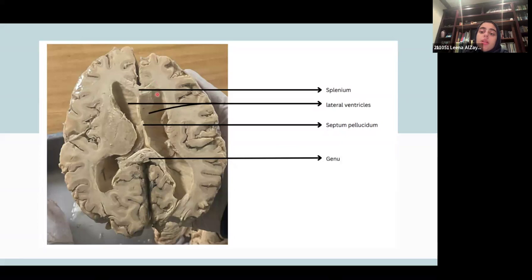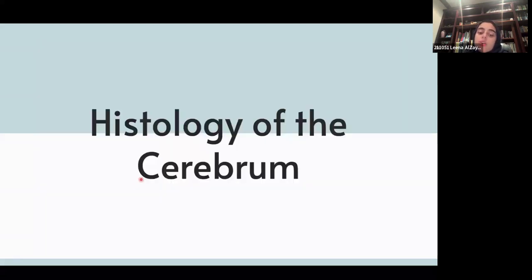Okay, so the splenium is part of the corpus callosum that we already talked about, as is the genu of the corpus callosum. This is the right and left lateral ventricles, and in the middle, you're separated by the septum pellucidum. Now, the histology of the cerebrum.